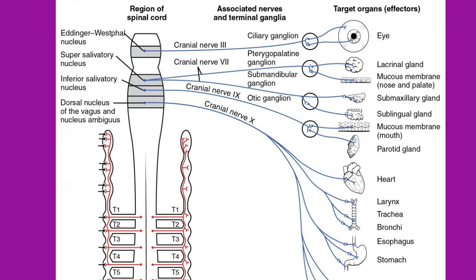Comparing the relative lengths of axon in the parasympathetic system, the preganglionic fibers are long and the postganglionic fibers are short because the ganglia are close to and sometimes within the target effectors. The cranial component of the parasympathetic system is based in particular nuclei of the brainstem.